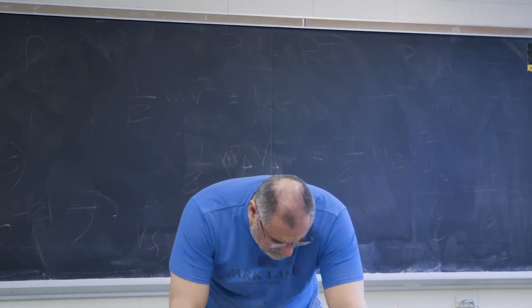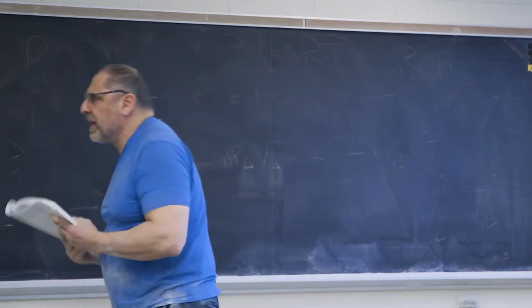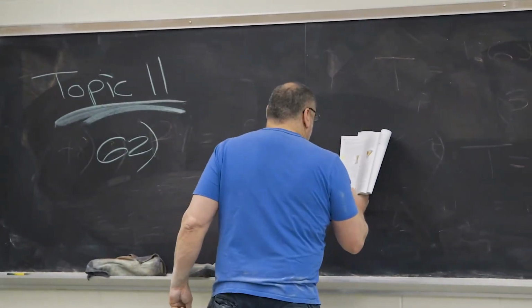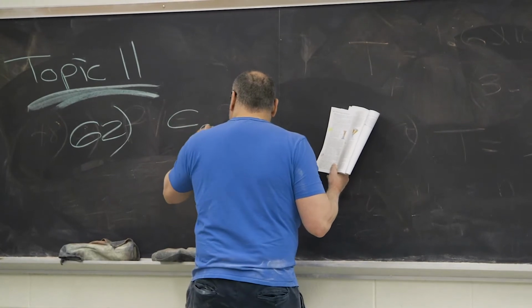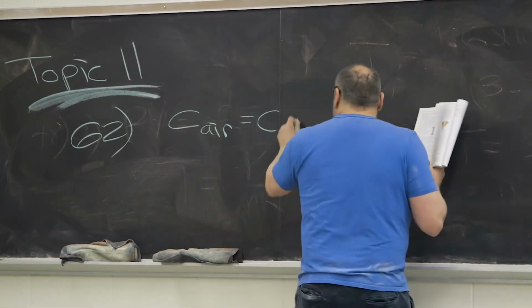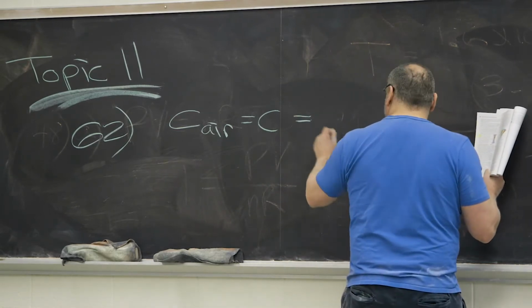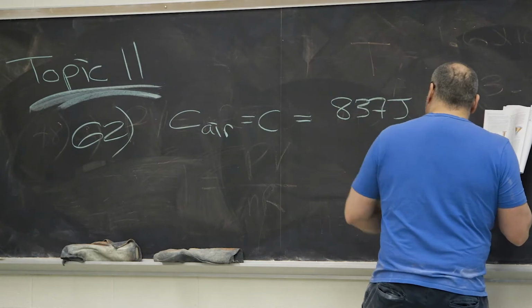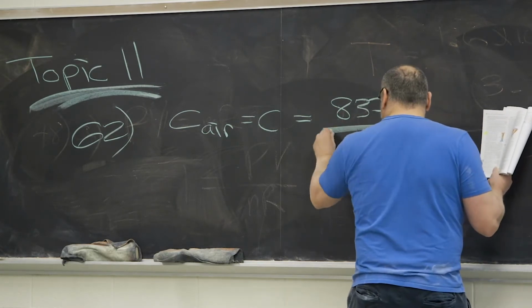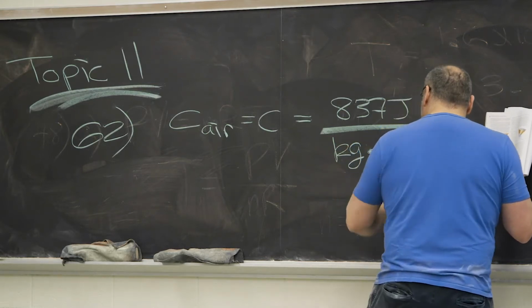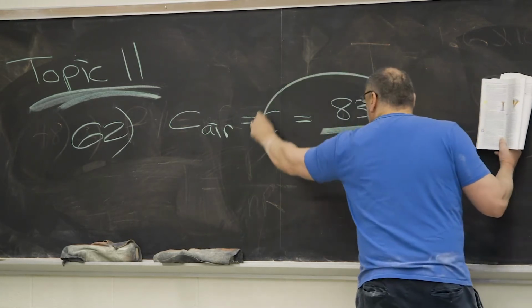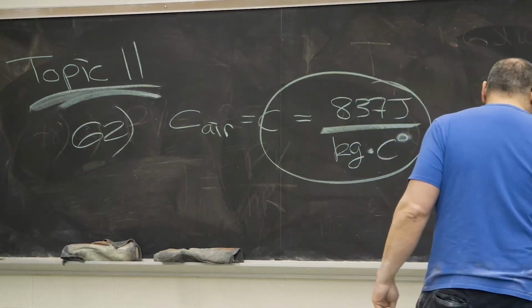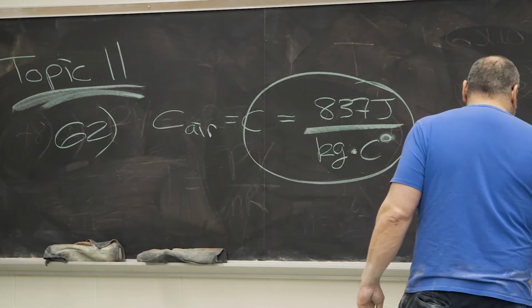So the specific heat of air, let's just write a couple things down here, guys. It should go pretty smooth. There's 10 students taking an exam together. The specific heat of air, we'll just call it C, is 837 joules per kilogram per degree Celsius. So it's per kilogram per degree Celsius, and there we got that.